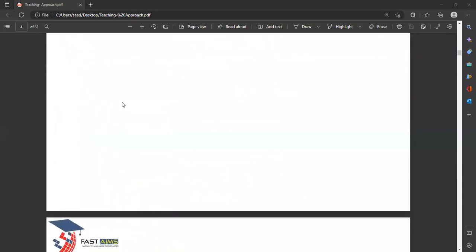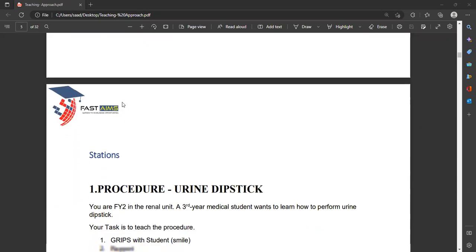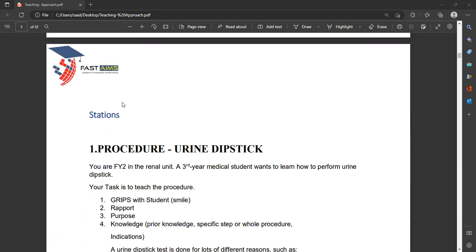So this is the general approach that we are going to follow in all our 8 stations. There are 8 teaching stations which are coming frequently, and we have to follow this approach. Let's move on to our first procedure.